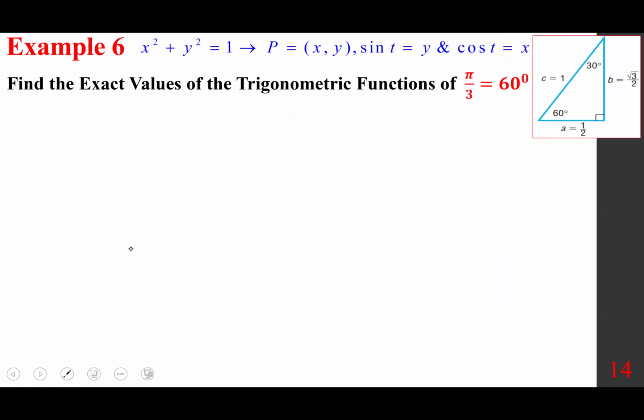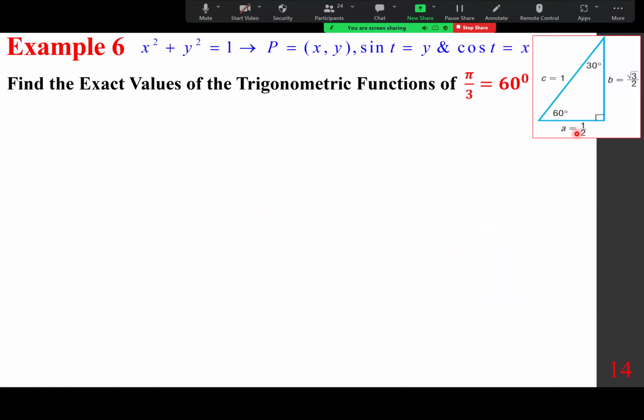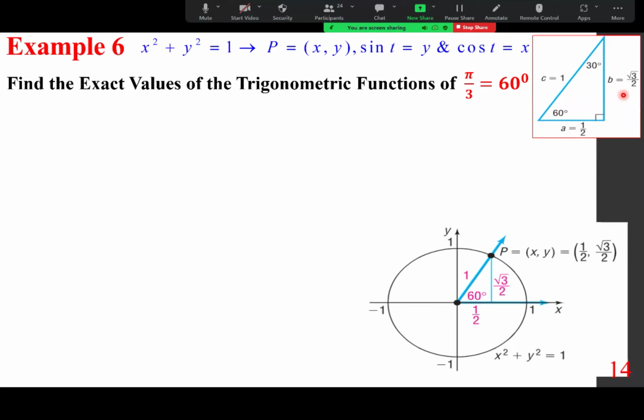All right, so this is what we have shown, that if this is 30 degrees, this is 60 degrees, and this side is 1/2, this side is 1, this side is 1/2, this side is square root of 3/2. So let's put that into a unit circle. And so this side is 1/2, this side is square root of 3/2. That means x has coordinate 1/2, y has coordinate square root of 3/2. X represents cosine, y represents sine.